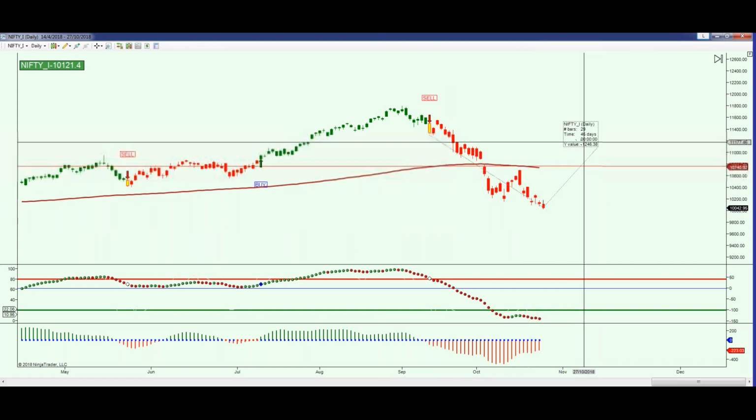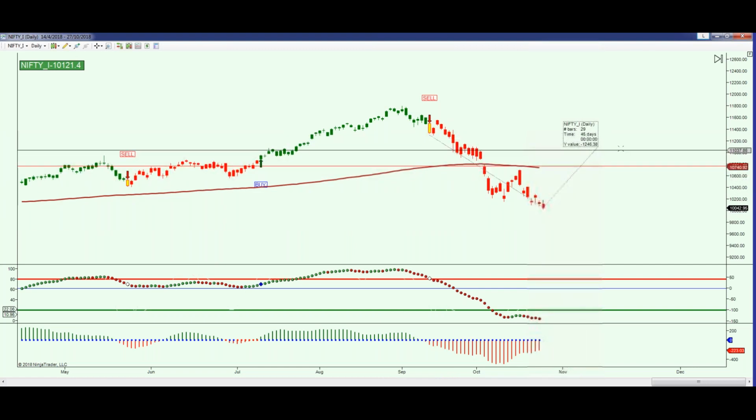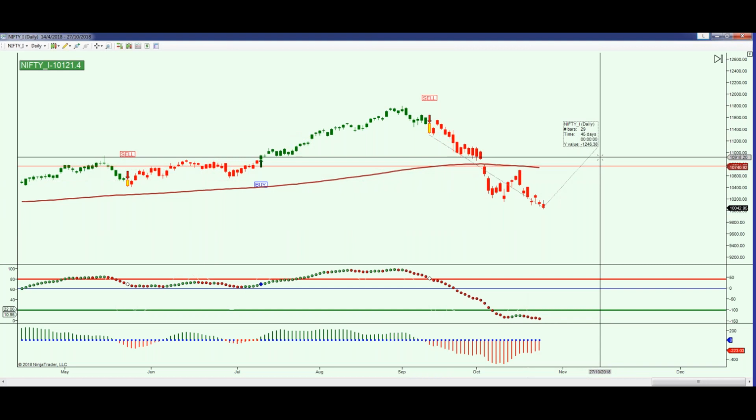Now I have made 1,246 points. Now what is the lot size of Nifty? The lot size of Nifty is 75. So I multiply 1,246 into 75. I get a price of 93,450.